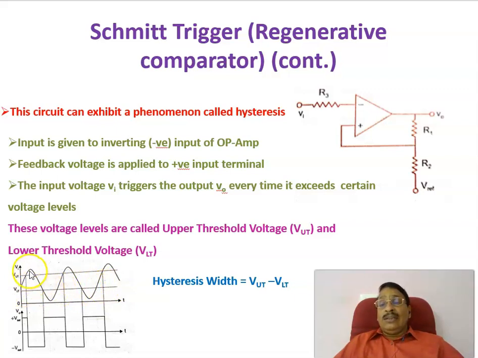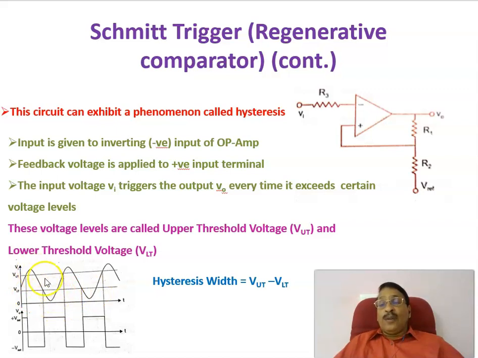Only when the input voltage goes below the lower threshold voltage does the transition from minus Vsat to plus Vsat take place. Now, for the slight hysteresis that is produced, to change from plus to minus the input should be more than the upper threshold voltage. To change from minus Vsat to plus Vsat, it should be less than another voltage, called the lower threshold voltage.